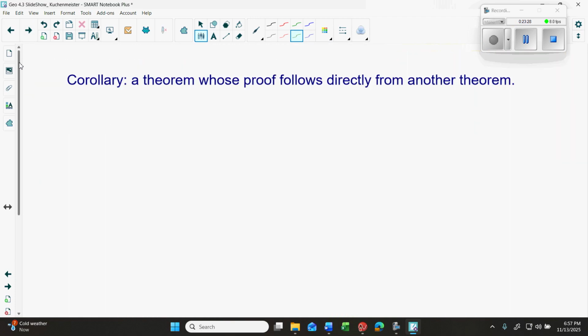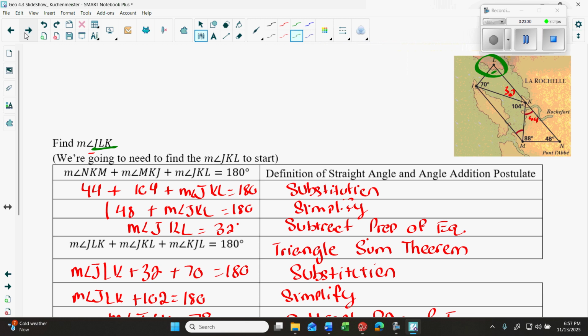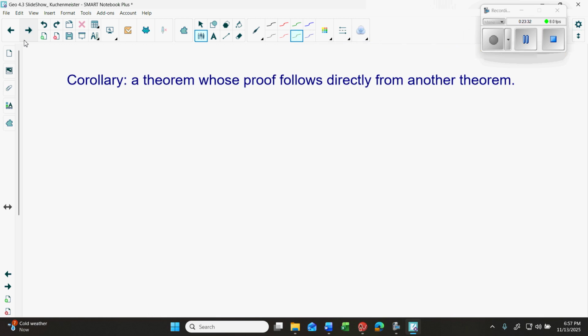Okay, so now we're going to get into the bulk of the lesson. First off, you're going to get a new vocab word. I believe this is definitely on your vocab sheet. We're going to talk about what a corollary is. Please don't yell at me about pronunciation. Basically, it's a theorem whose proof follows directly from another proof.